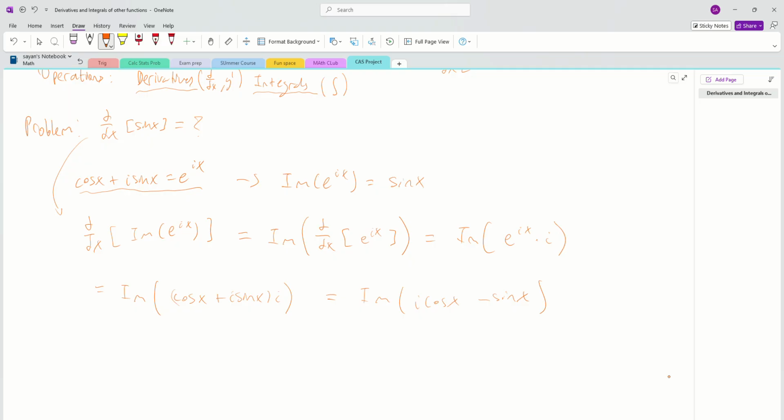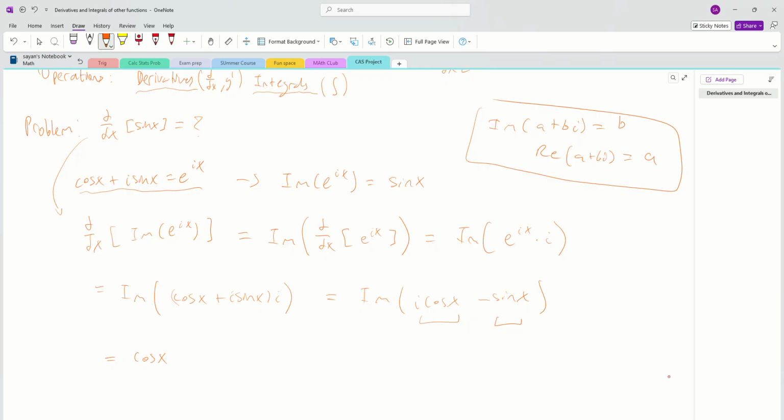Great. Now, what is the imaginary part? Well, this has the imaginary unit, this doesn't. So I think it's really obvious. The imaginary part is just cosine x. By the way, if you don't understand this imaginary notation, the imaginary part of a plus bi is equal to b, and the real part of a plus bi is equal to a. Just keep that in mind. Which is why the derivative of sine x is cosine x.